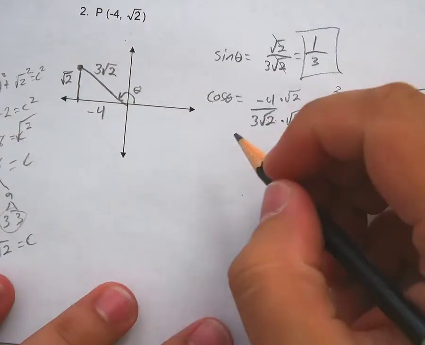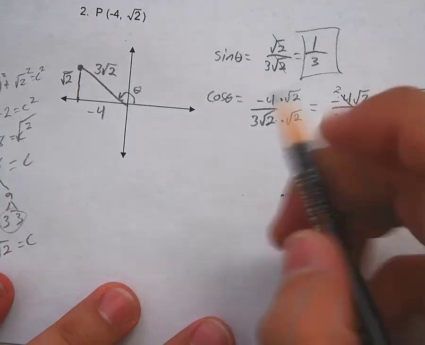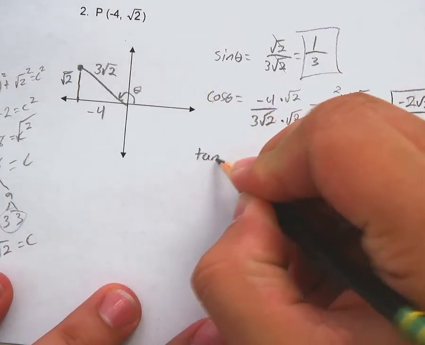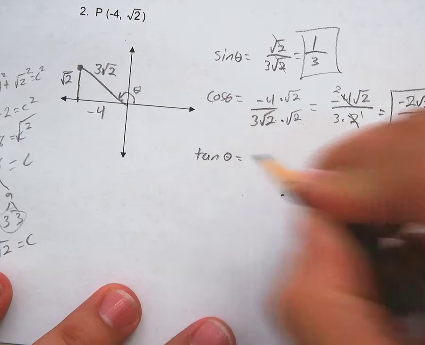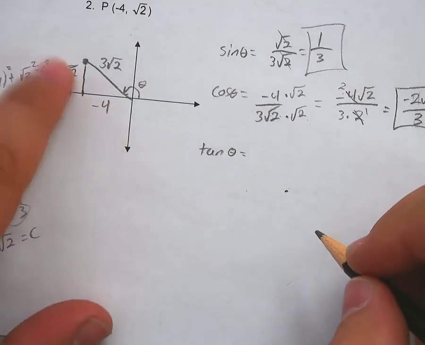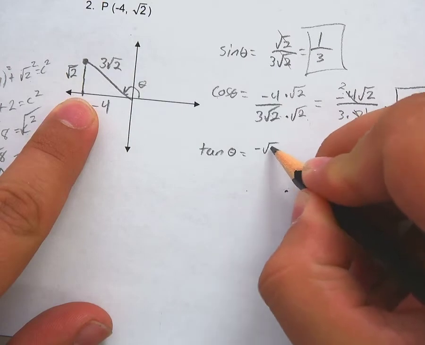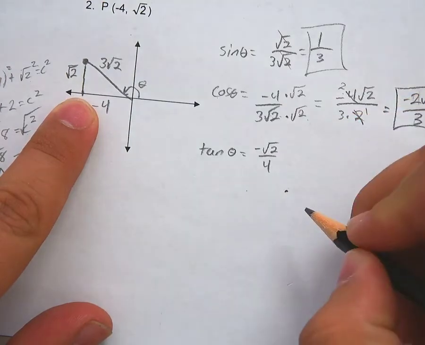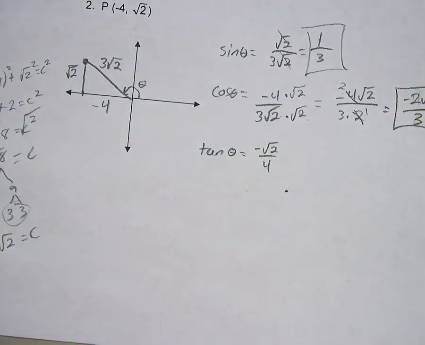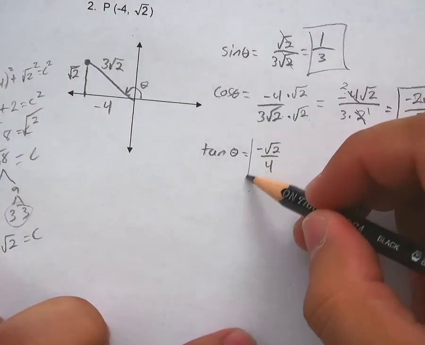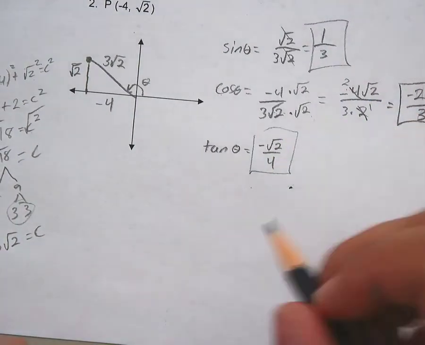Alright, next, tangent of theta is going to be y over x. So you've got the negative square root of 2 over 4. Right, negative square root of 2 over 4. That's okay, we can leave that like that, nothing to simplify there.